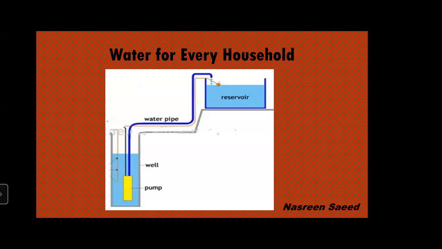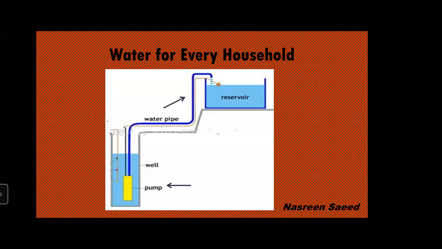Now here you can see that the water from the ground is lifted up to put it in the reservoir. Now how is that done? Machines are used for lifting water. These machines are called pumps. What are these machines called? Pump. These machines apply force on the water and this water climbs up.